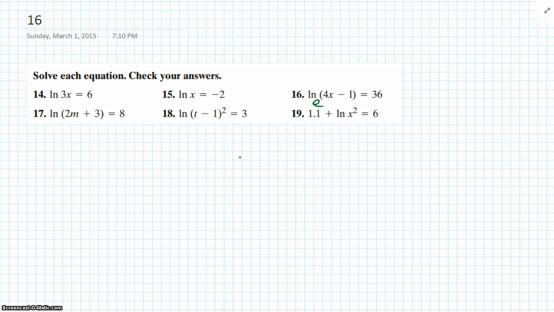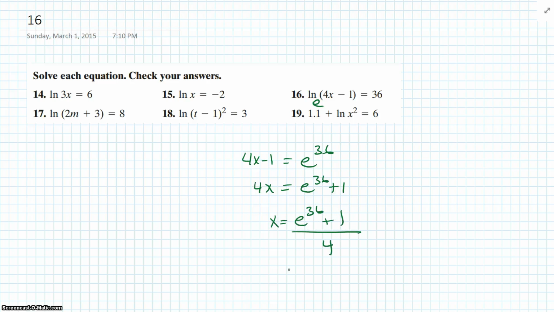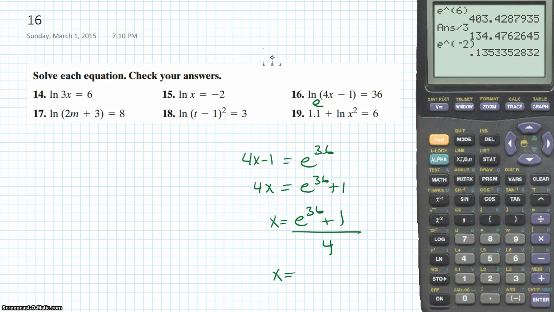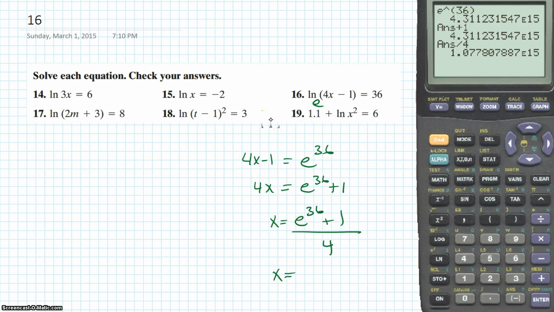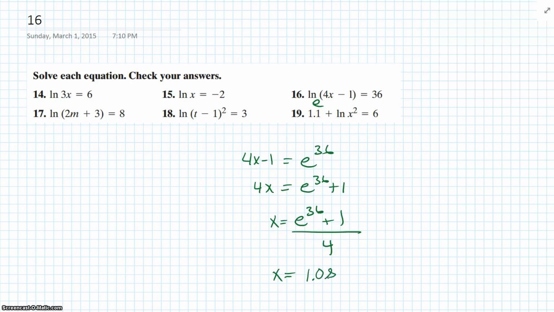Well, the base is e, so we could say 4x minus 1 equals e to the 36. Add 1 each side, so 4x equals e to the 36 plus 1. Divide it by 4, so it's going to be e to the 36 plus 1 all over 4. Okay, so clear everything. e to the 36, enter, plus 1, enter, divided by 4, enter. Alright, 1.08 times 10 to the 15th.